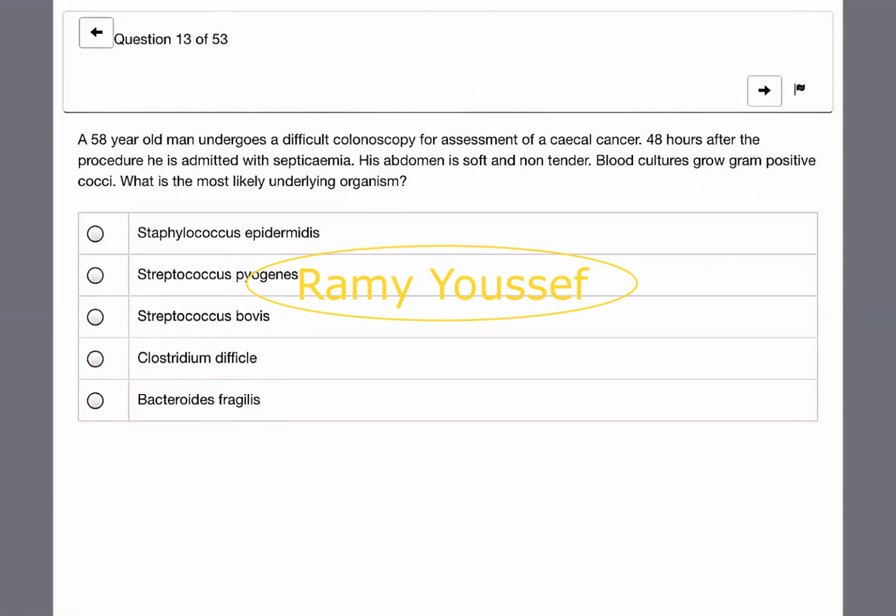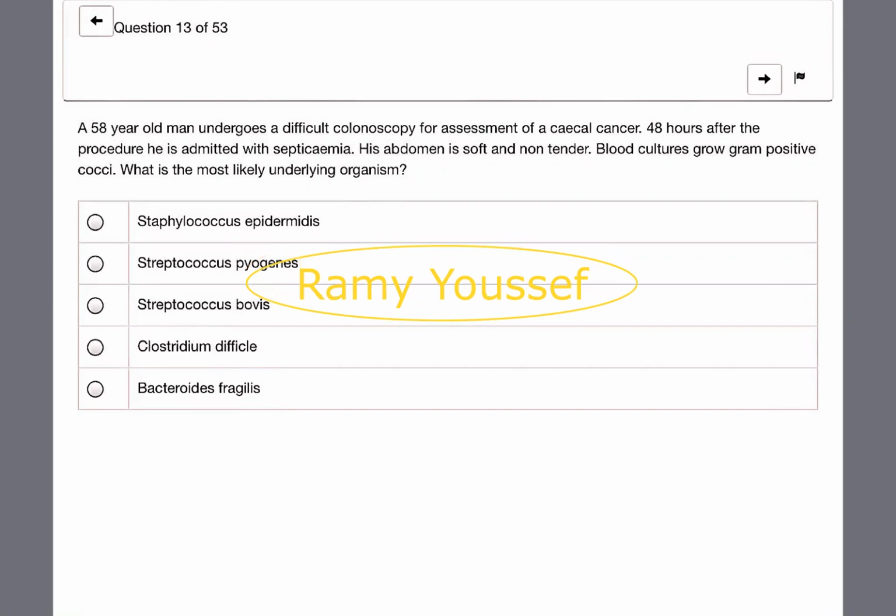A 58-year-old man undergoes a difficult colonoscopy for assessment of cecal cancer. 48 hours after the procedure, he is admitted with septicemia. His abdomen is soft and non-tender. Blood culture shows gram positive cocci. What is the most likely underlying organism? Staphylococcus epidermidis, Streptococcus pyogenes, Streptococcus bovis, Clostridium difficile, Bacteroides fragilis.